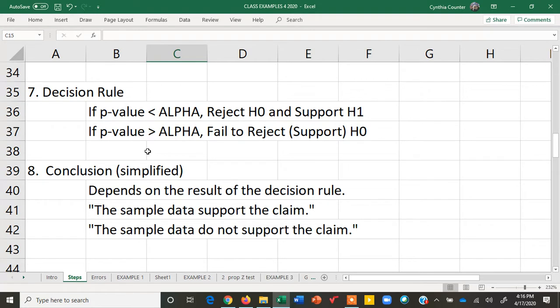It's not as strong a support for the null hypothesis as rejecting the null is in support for the alternative. So the conclusion to support H1 is a stronger conclusion than supporting H0. And once we have our conclusion, we write the sentence, the sample data supports the claim, or the sample data did not support the claim, based on whatever the decision rule was.